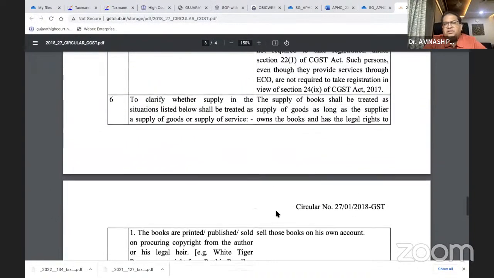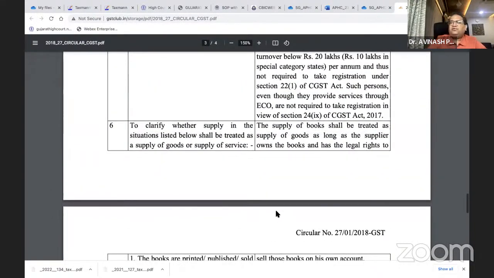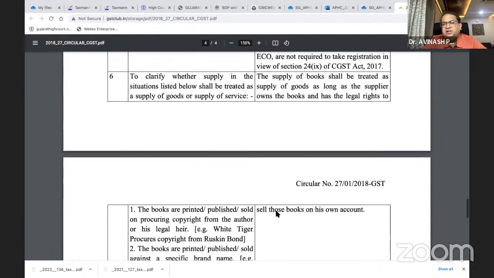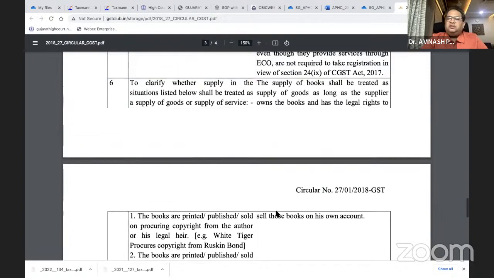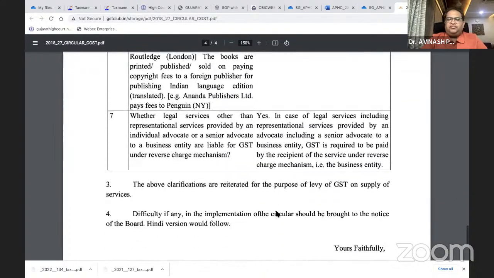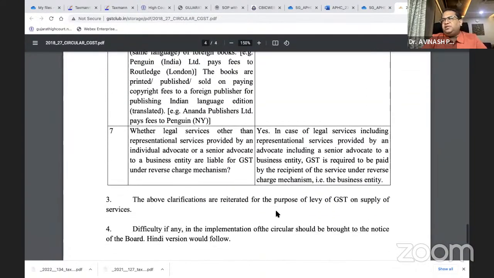It says the supply of books shall be treated as supply of goods, as long as the supplier owns the books and has the legal rights to sell those books on his own account. So if I'm printing and then supplying or selling those books, then it will be treated as supply of goods. That was the only question, whether it is to be treated as supply of goods or services. So the answer, as per this clarification, is goods.